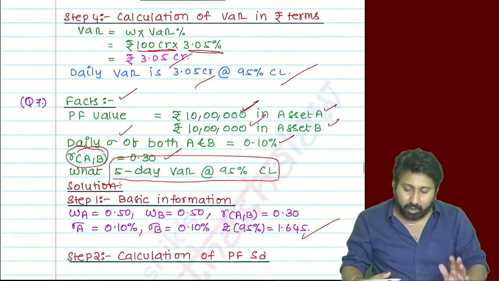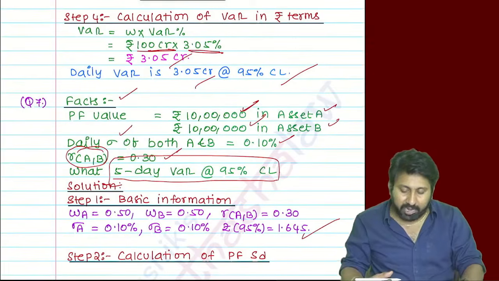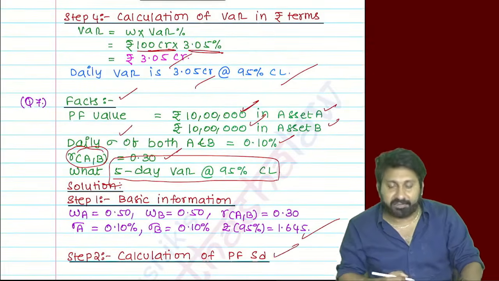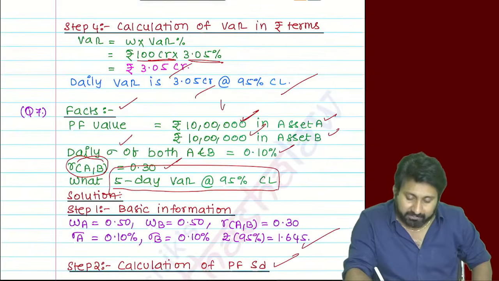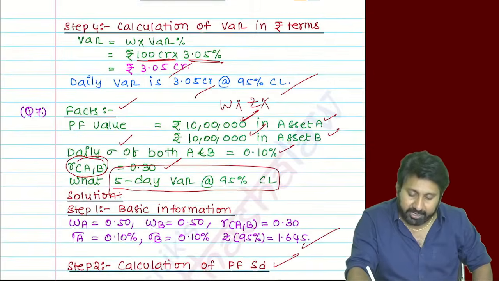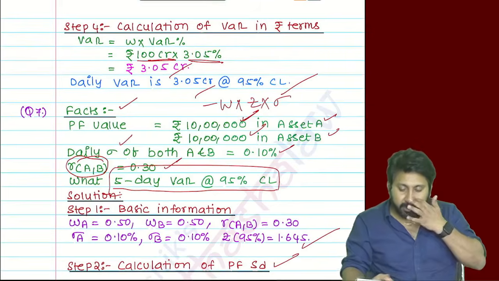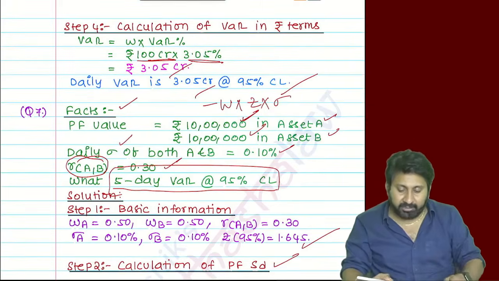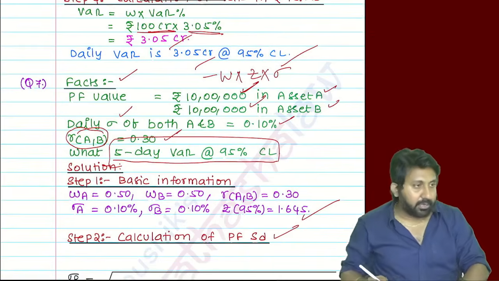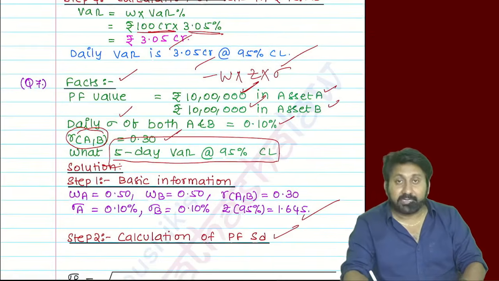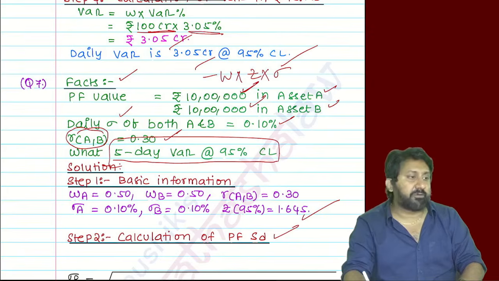Now, what do we have to do? First, we have to calculate the portfolio standard deviation. Mean you also don't need, because what is the formula? Wealth into Z into standard deviation, minus wealth. Wealth you already have. You invested 10 lakh in one asset, 10 lakh in another asset. Z value we have. Standard deviation we have to calculate.